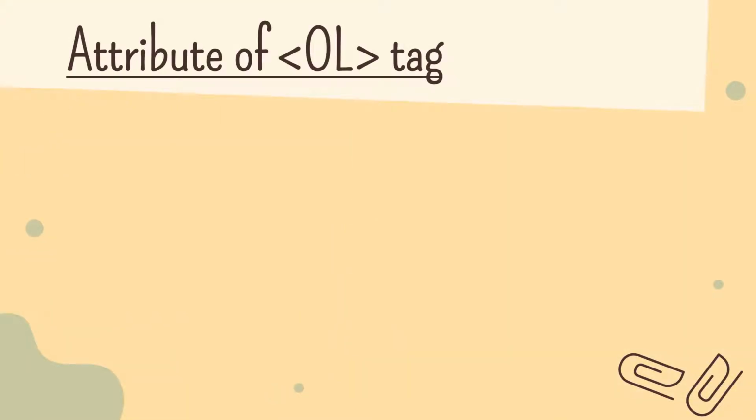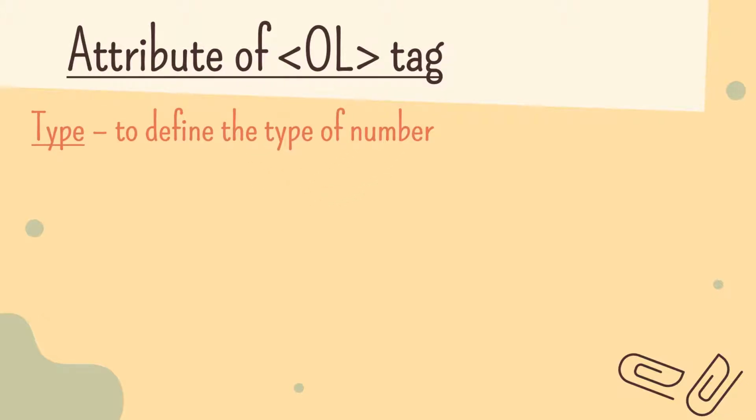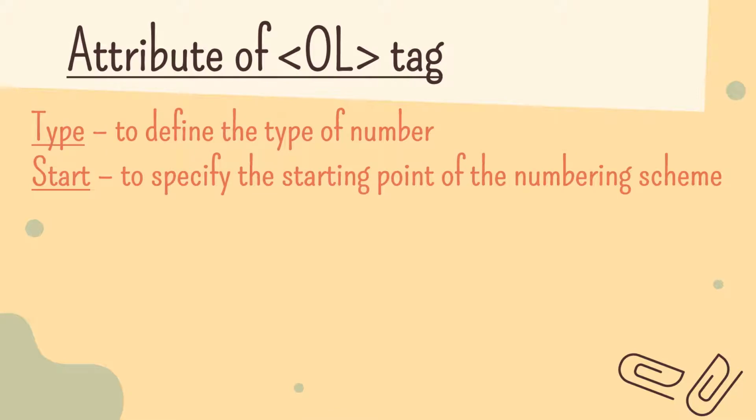Attributes of OL tag. For unordered list, there was only one attribute, that is type. But for ordered list, there are two attributes. One of them is type, to define the type of number, as type attribute was used to define the type of bullet. But second attribute is start, to specify the starting point of the numbering scheme, from which number you want to start the list items.